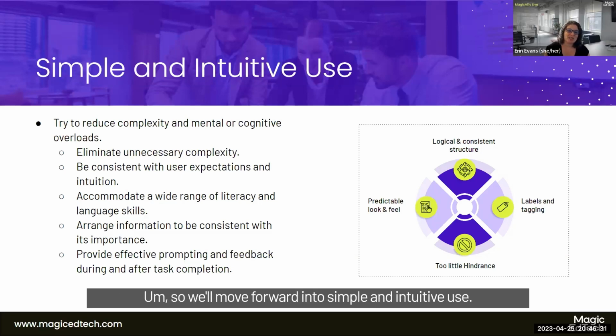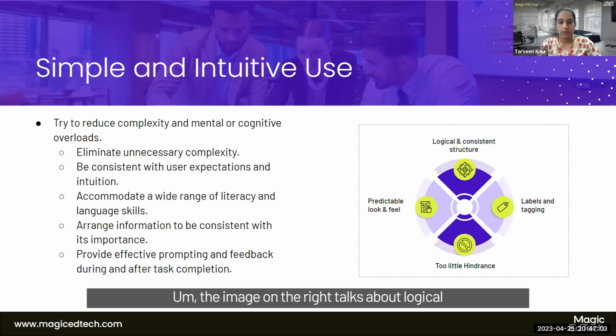So we'll move forward into simple and intuitive use. So this is really about trying to reduce the complexity or cognitive overload. And as you're thinking about how this applies to the WCAG guidelines and the information that you want to make sure that things are not too much information on the page at once. This is trying to eliminate those unnecessary complexities, keeping things in a logical place, consistent use throughout a web page.